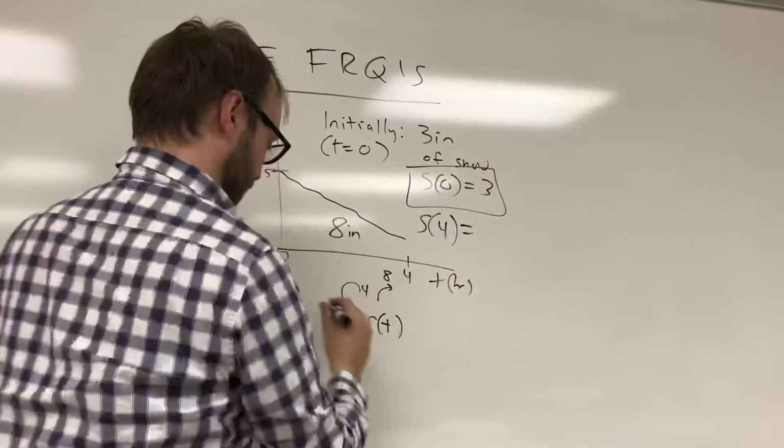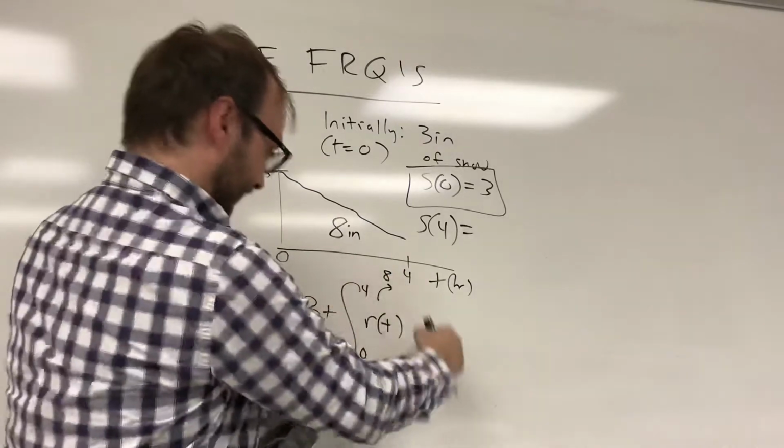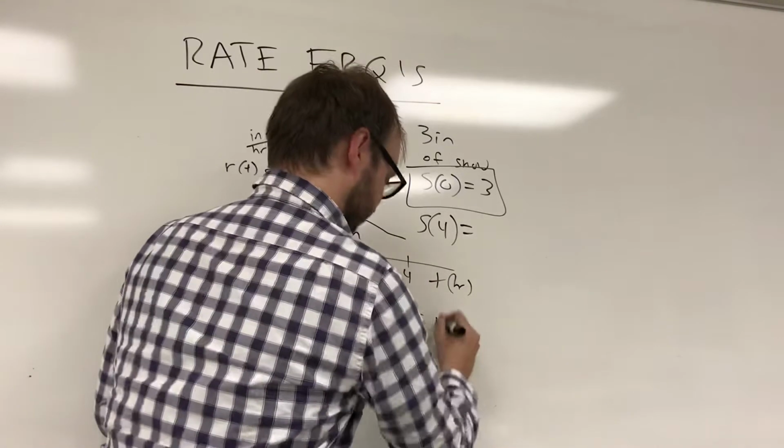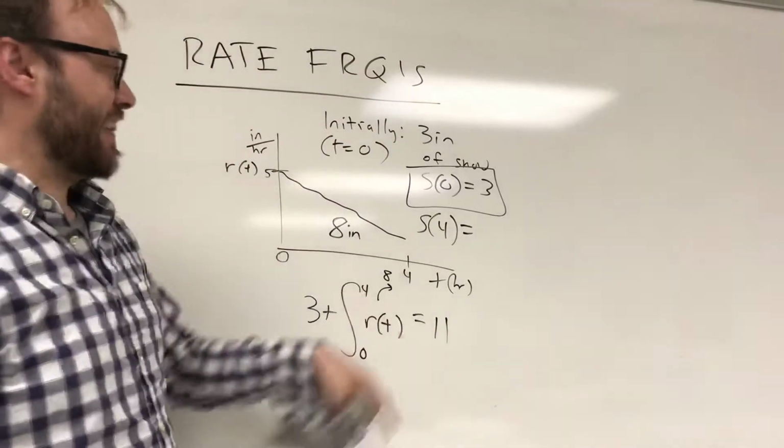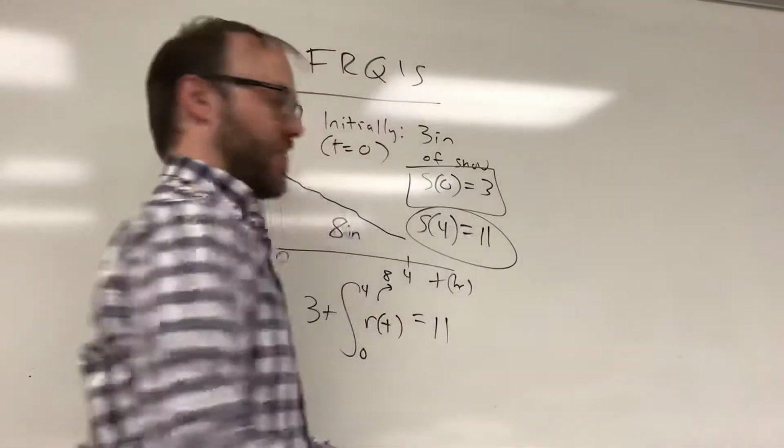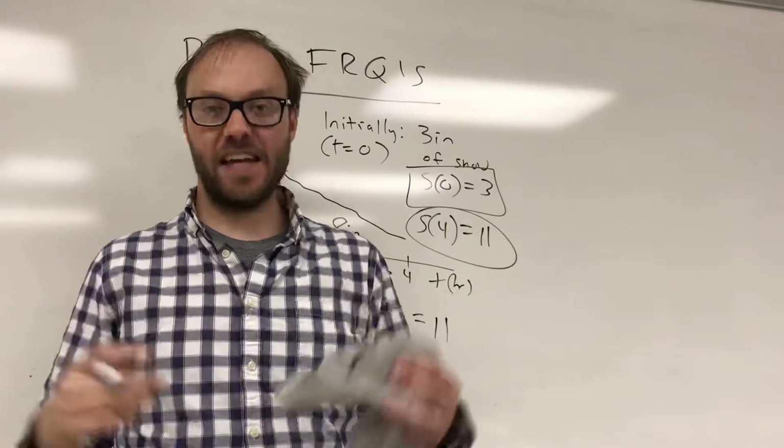We started out with 3 inches of snow. We had 8 inches of snow added. That means at the end of 4 hours, there are 11 inches of snow on the ground. That's the big idea coming into this section.